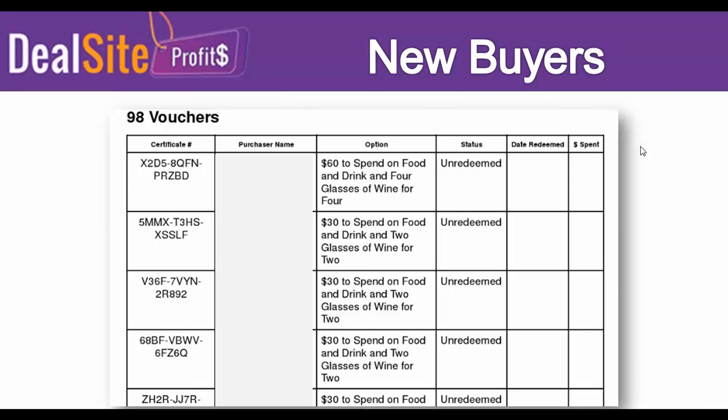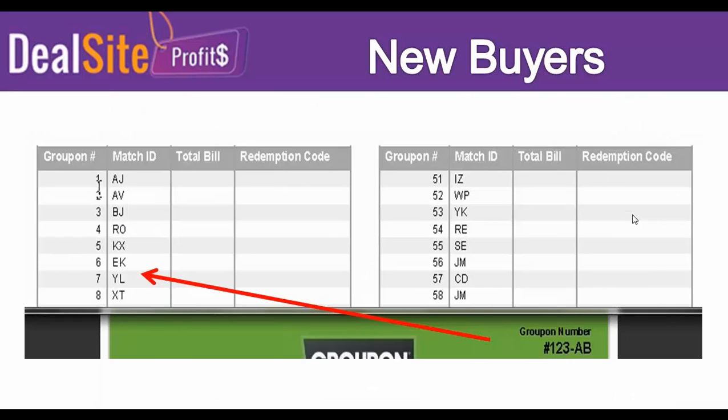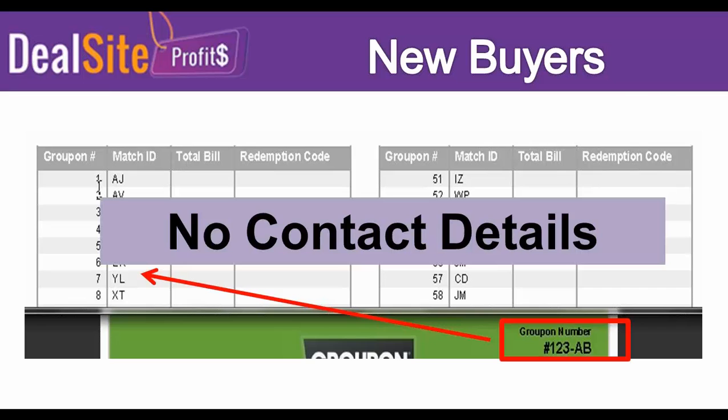Groupon doesn't even give you a name. Groupon gives you a number. Everybody's a number. There's not even any names attached to it. And you'll see in this next screen that they don't give you any contact details. So you're actually just a number.